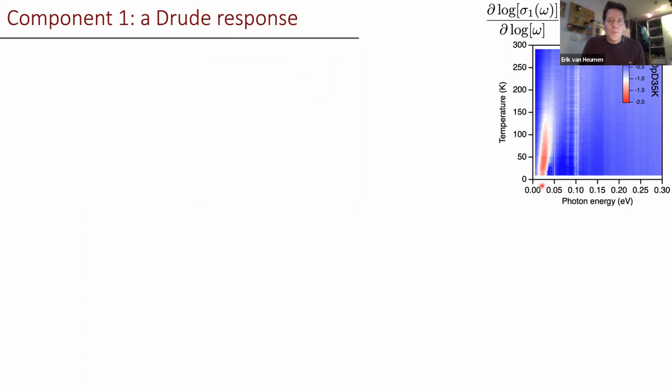And you see at optimal doping that indeed at low energies, there is a range where the optical conductivity exponent is very close, if not equal to -2. And then just below that, it goes to 0. And this Drude response is visible in the data up until about 150 Kelvin.